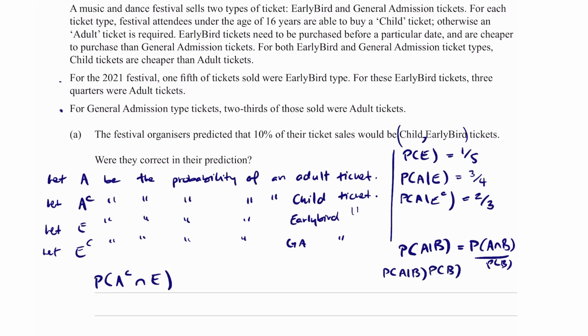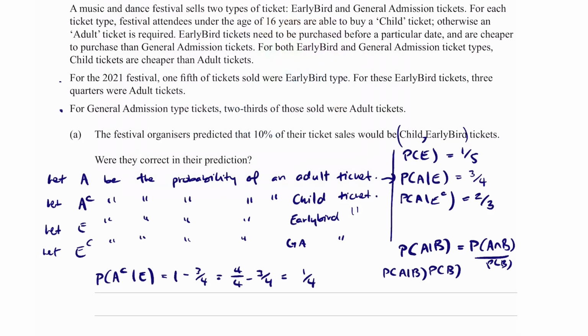Okay, so if we want to work out AC and E, we need to first find the complement of this and then apply this formula. So maybe we do it in a two-step process. Let's say that we want to find the probability of AC given E. This is the same as 1 minus 3/4, because this is the complement of A given E. So this is the same as 4/4 minus 3/4, which is the same as 1/4.